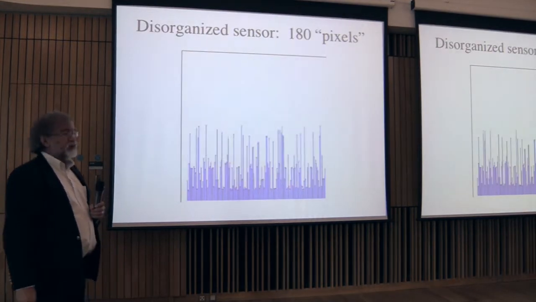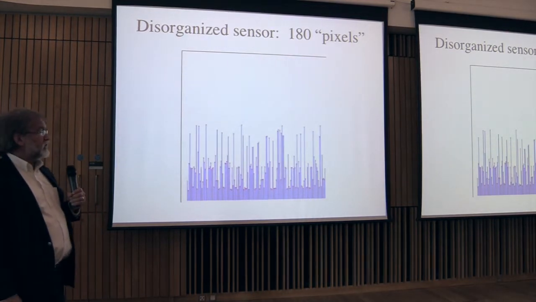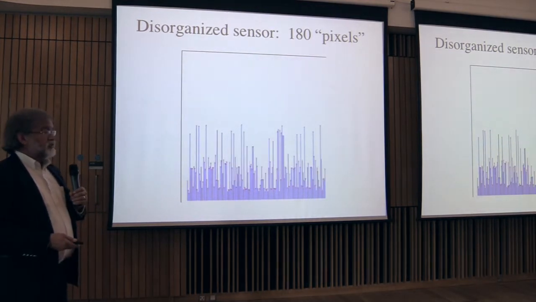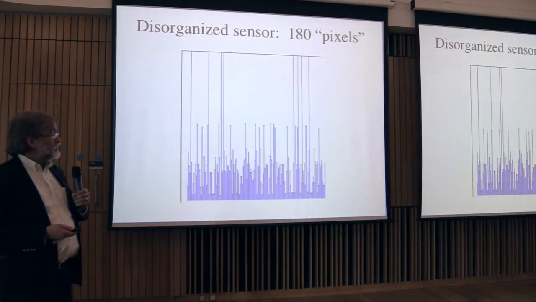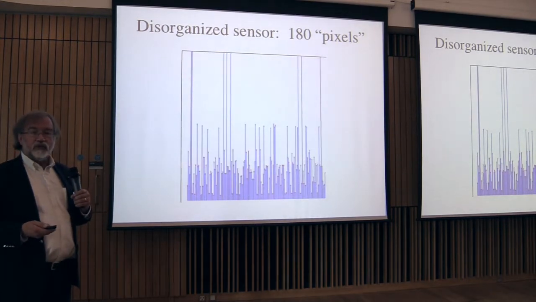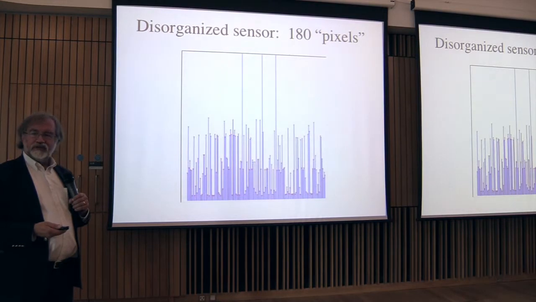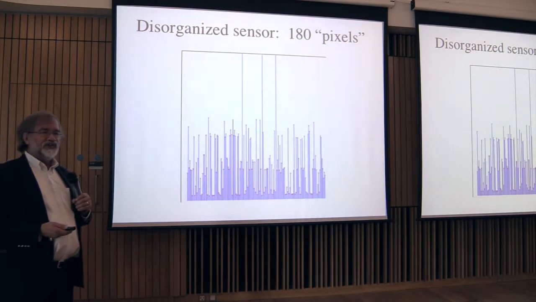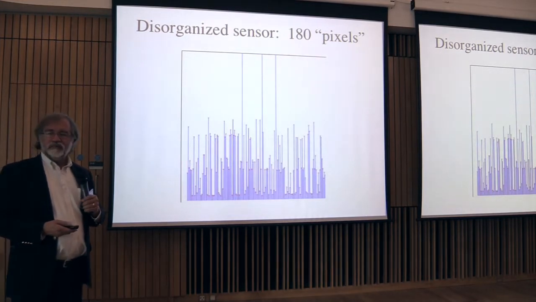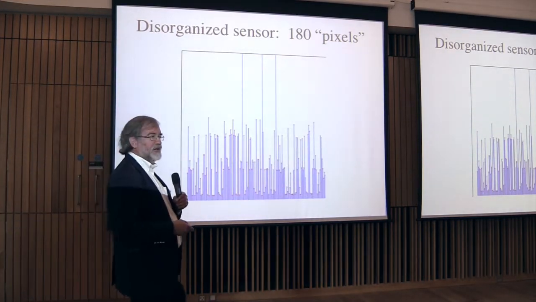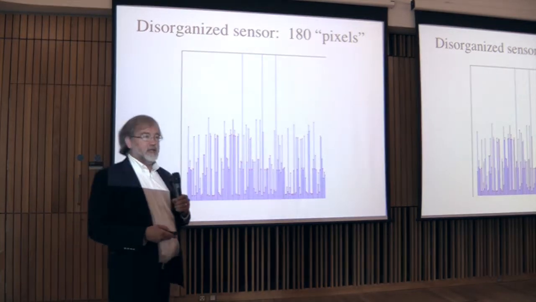So this is what a 180 pixel disorganized range sensor looks like. This is a clip of experience. These are all scrambled up. This is what is happening in the world. So what is going on here? What can you do? That's horrible. Something is happening, and you don't know what it is. So what can we do with that data?